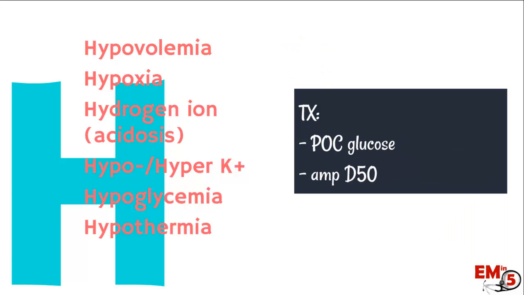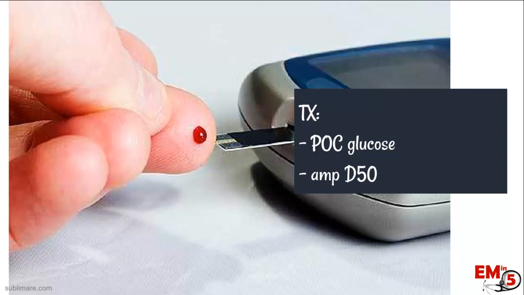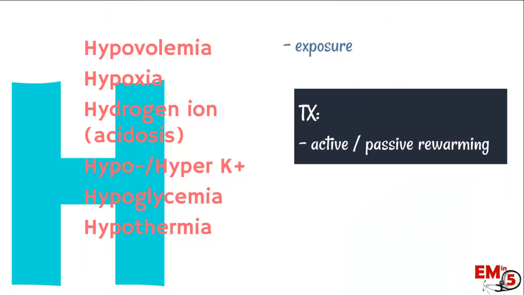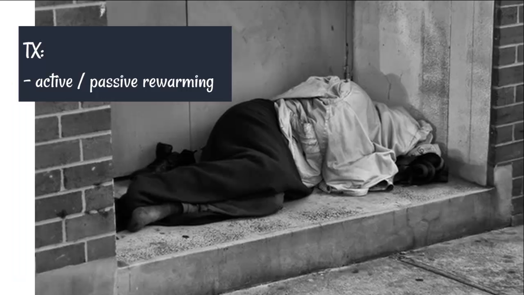Hypoglycemia is pretty basic. Just make sure you get a point of care glucose immediately. It's one of those good vital signs. And if you're concerned, give the patient an amp of D50. Lastly, we have hypothermia. This is unfortunately usually from an exposure injury, and your major treatment here is going to be either passive or active rewarming.